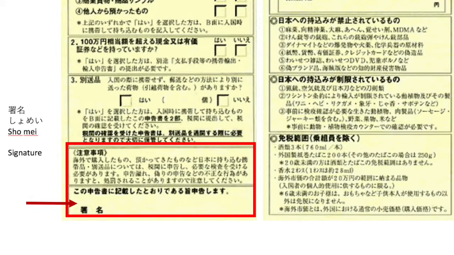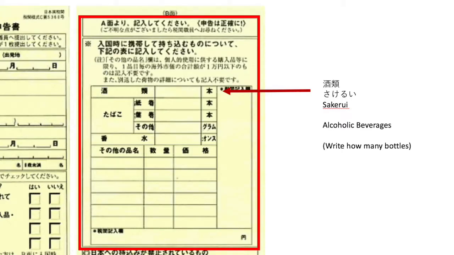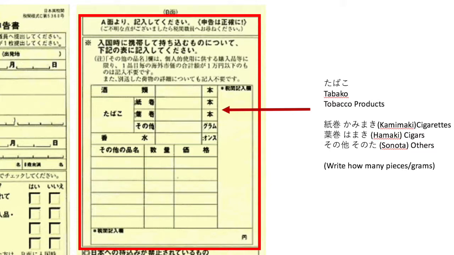And let's go to the B section, on the next page. Here you have to write what you bought, what you're bringing to Japan. The first column is called sakerui. It's basically the alcoholic beverages that you brought in, and you have to write how many bottles. And the next one is called tabako.